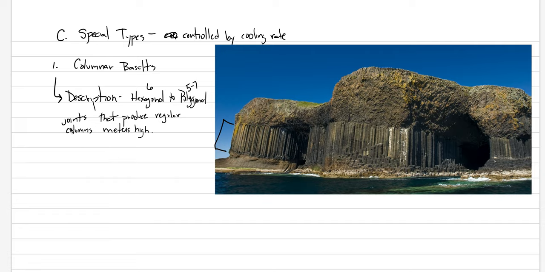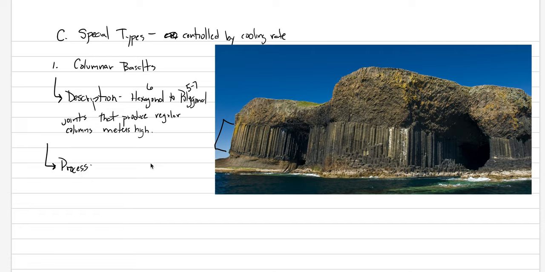When I say joints, joints are a type of fracture, right? There's no movement like on a fault. So if you just break rock, but there's no movement, it's called a joint. So we're breaking rock. We're actually breaking the magma during cooling. And I guess I'm getting into the process a little bit now. So let's go ahead and do that. We'll go with the process.